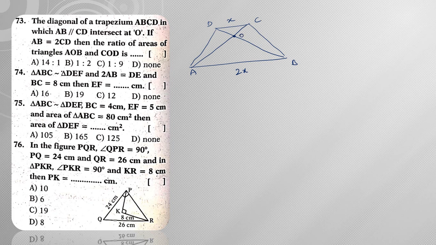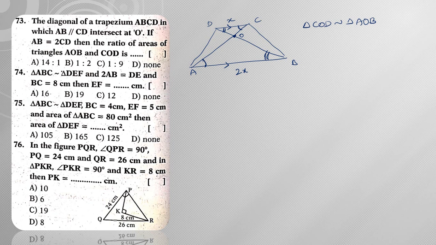Since this is the intersecting point O, and in a trapezium the lines are parallel to each other, this angle and this angle will be equal. This angle and this angle will be equal because they are alternate interior angles. So from this I can say triangle COD is similar to triangle AOB, right? So these two triangles are similar.